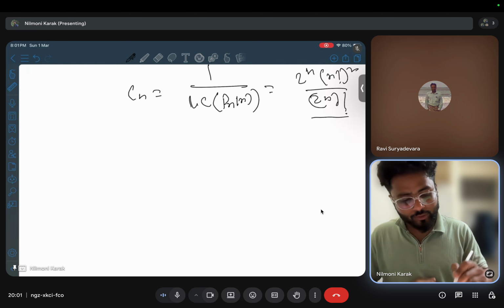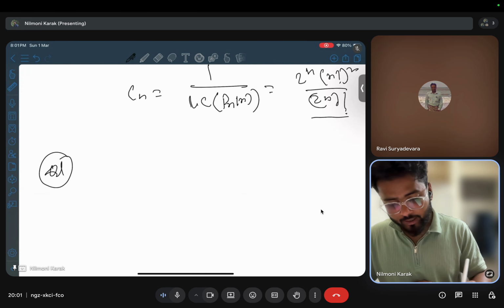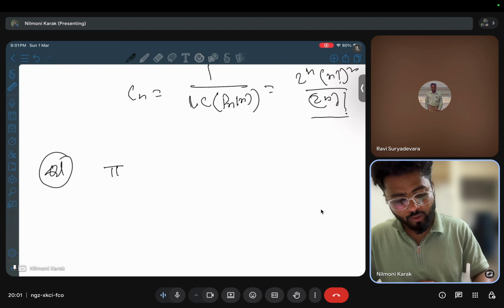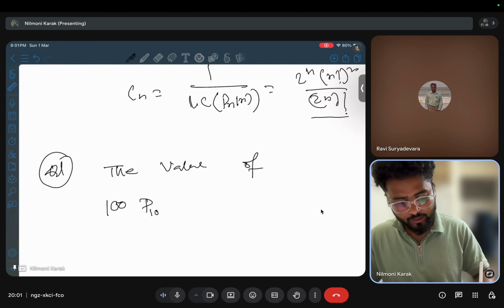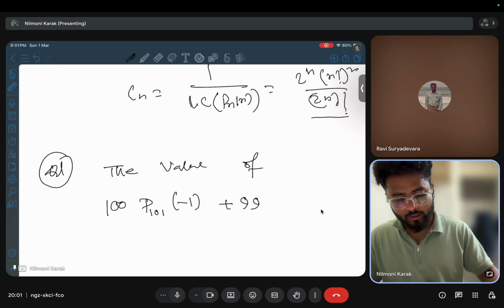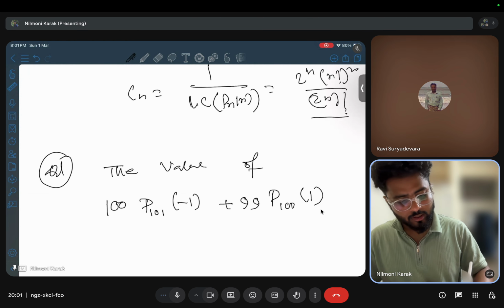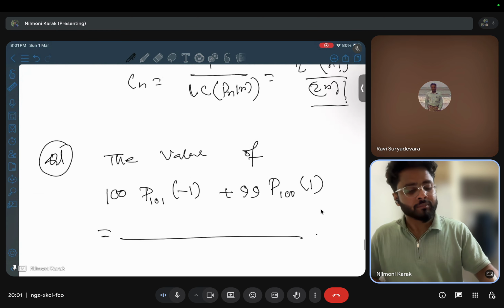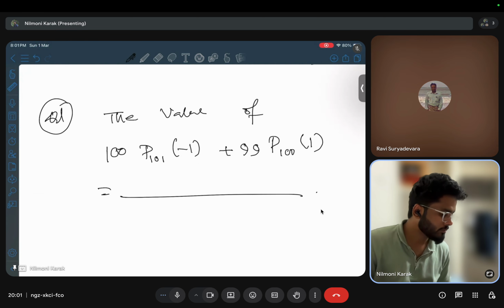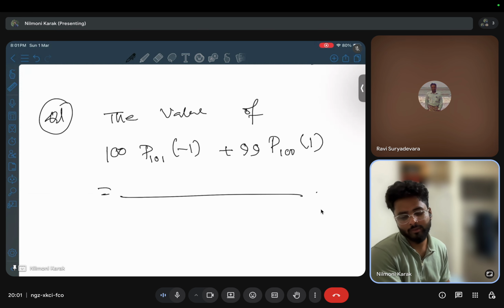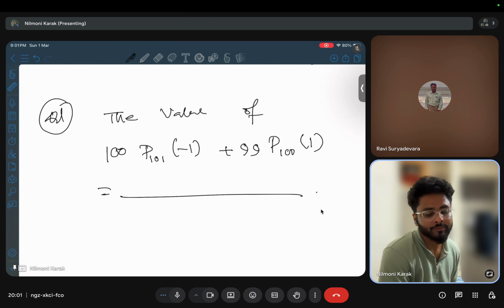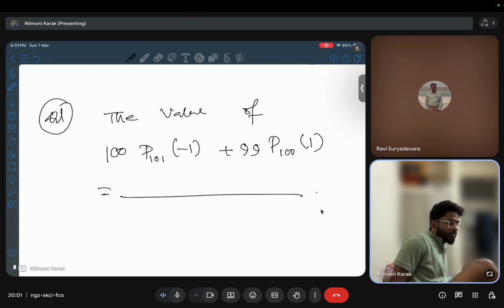One simple question. This is also in the assignment, not the same problem. The value of 100 P_101 minus 1 plus 99 P_100 equals. Please try to solve. Just take 30 seconds or 1 minute, and I am giving a solution.